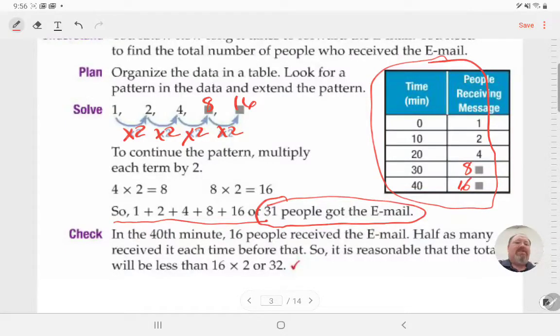Okay? And then to check it, we know that in the 40th minute, 16 people received the email. Half as many people received it the time before that. So is it reasonable that the total will be less than 16 times 2 or 32? Yes. Okay? So therefore that works. So that's just looking for a pattern. Okay?